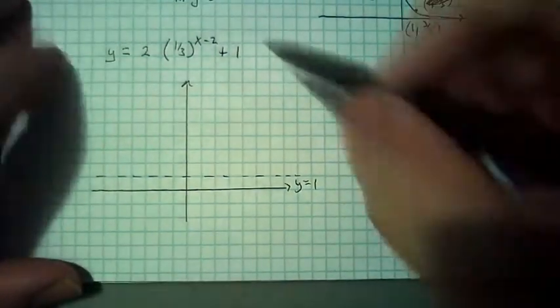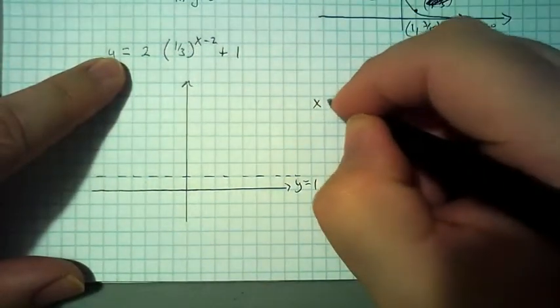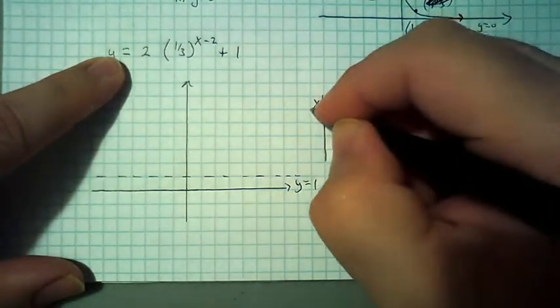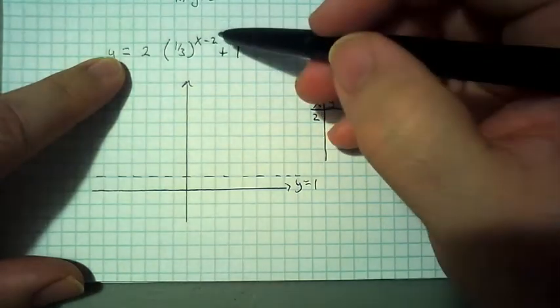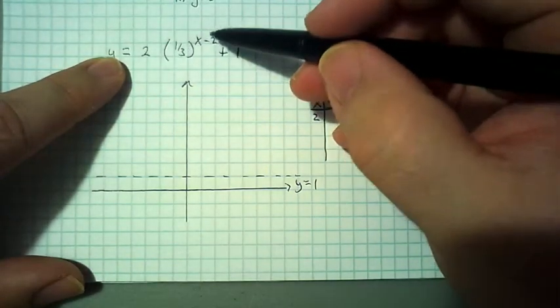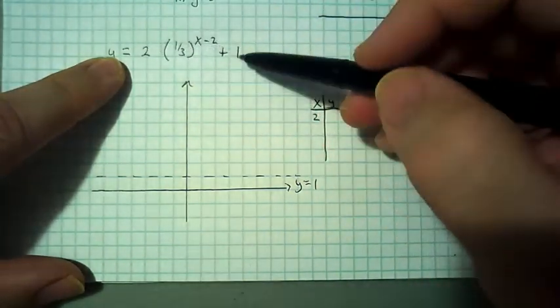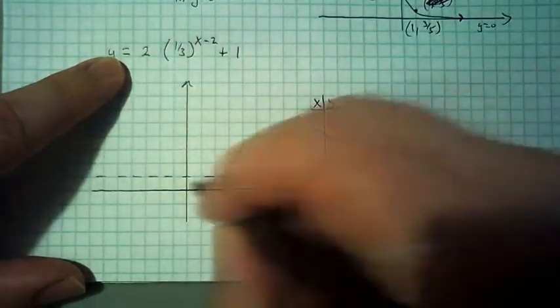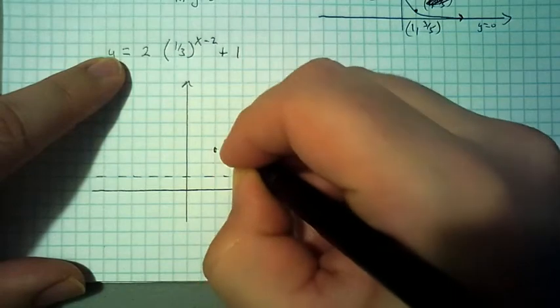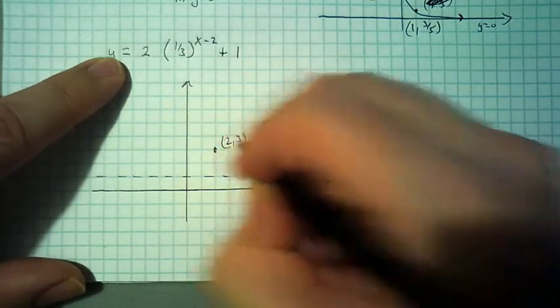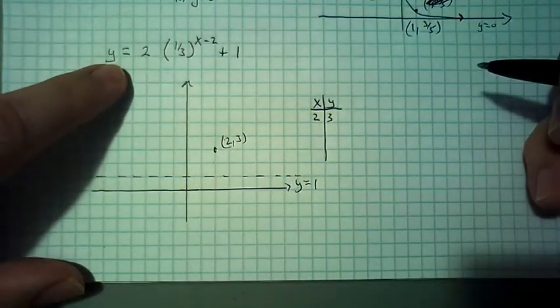I need a few points. Easiest one to stick in is going to make my exponent 0. So I'm going to start with 2, because 2 minus 2 is 0. 1/3 to the 0 power is 1. So I have 2 plus 1, which is 3. 1, 2, 3. So the point is 2, 3.